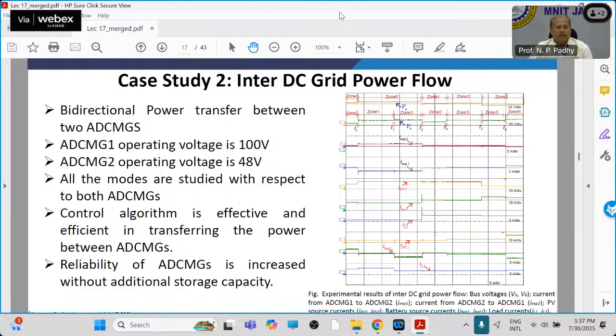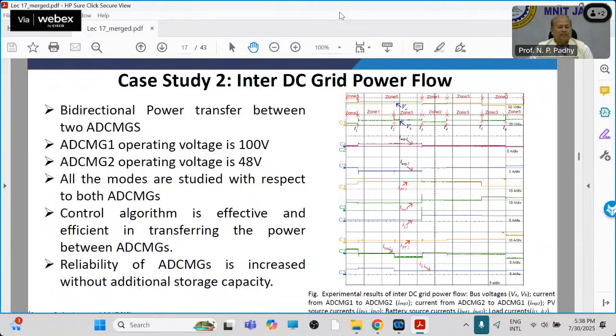Here what we are doing is bidirectional power transfer between two DC microgrids being realized. But you remember, in the case of simulation, we considered one of 48 volt and the other of 380 volt, okay. So 380 volt and 48 volt.